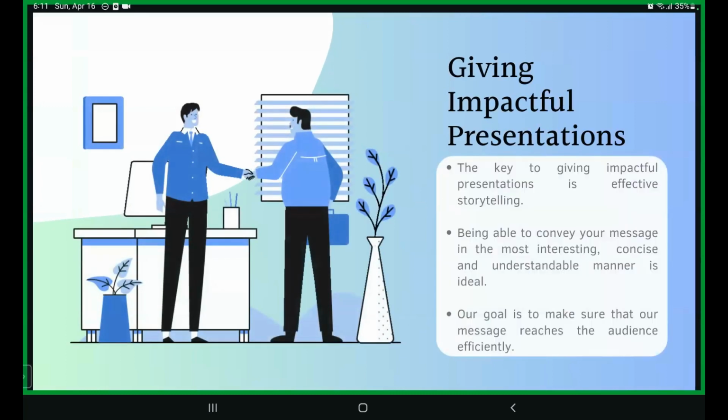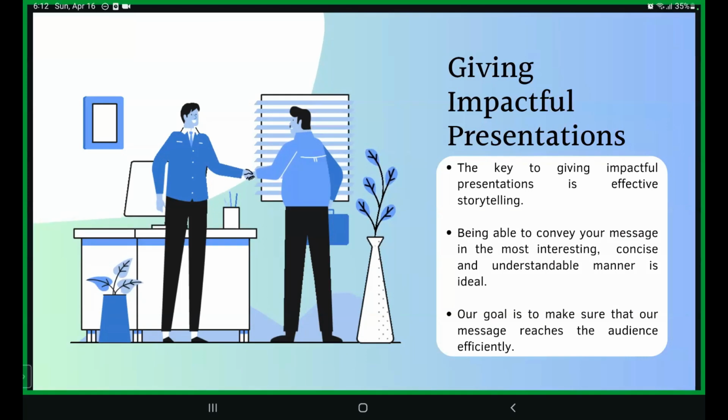In that way, we can talk about how to give impactful presentations. How do we make sure that our message sticks to our audience? An important part in giving impactful presentations is storytelling. Making sure that the voice modulation that you use, the gestures that you use, and the way you are presenting the content, not just on your slide, but as a panelist or a presenter, is very important.